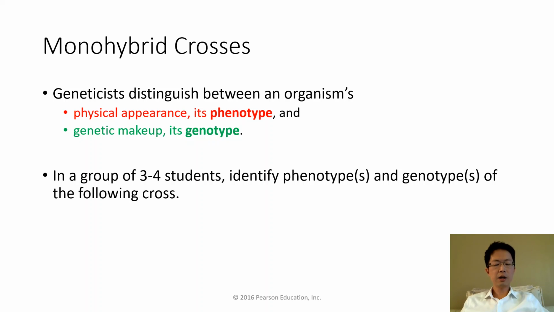So I highlighted the definition, okay? Physical appearance is the phenotype. Genetic makeup is the genotype. Okay, do not mix up the two terms. They sound very similar, but they are talking about different things. For example, phenotype is what? Again, purple versus white. Purple versus white. What is a genotype?